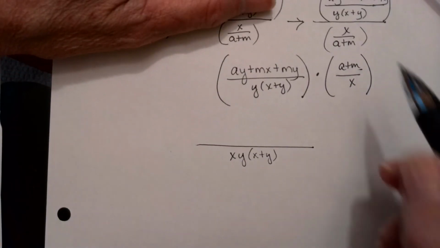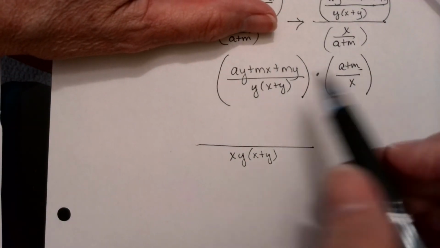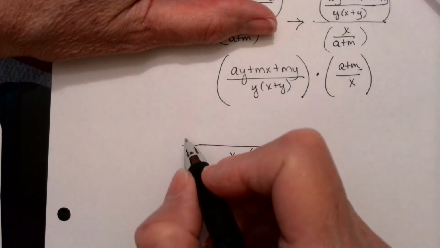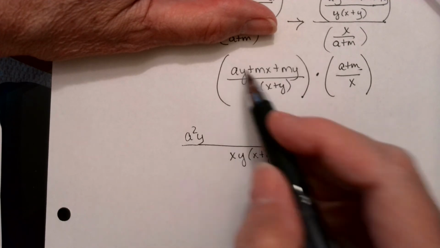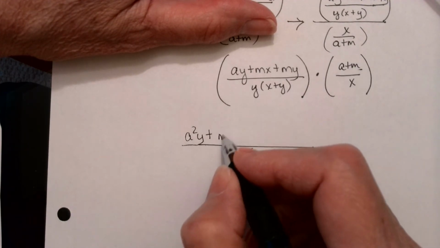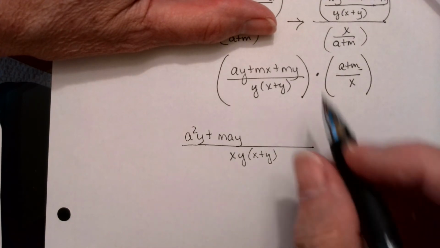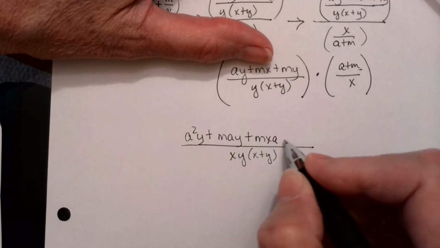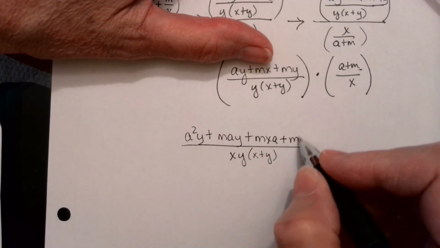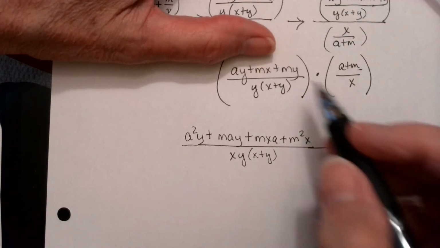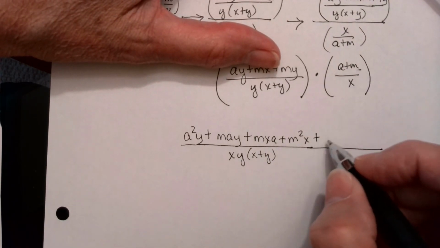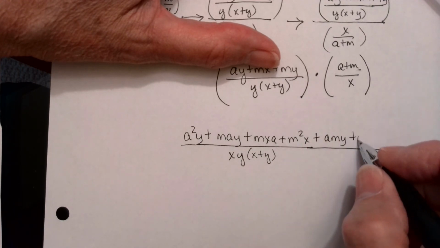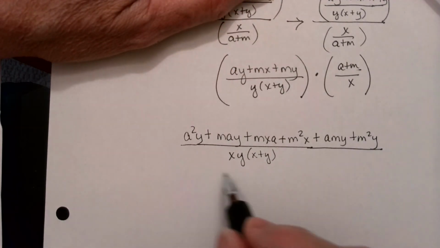Okay? This one, I've got to multiply out. So I have ay times both of those. So ay times a is a squared y. Ay times m is may. Then I have mx times both of them. So mx times a, and then mx times m is going to be m squared x. Then my times both of them. So I'm going to have amy, and then my times m, and I get m squared y. So this is my answer.